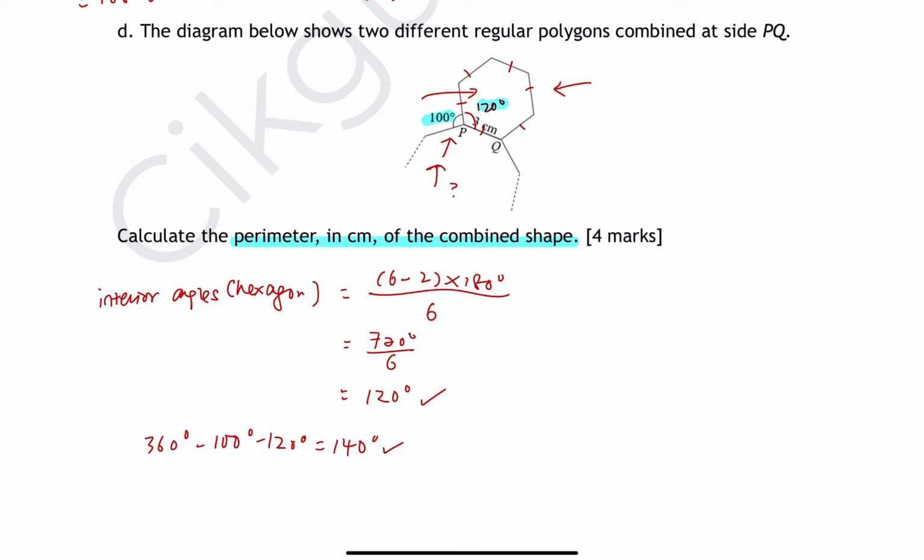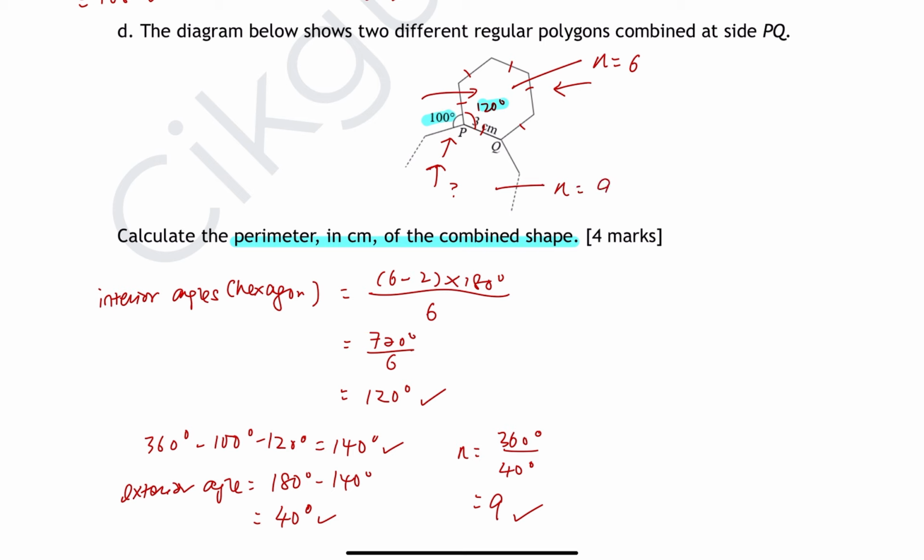Okay, you can use this to continue to calculate, or if you want to make it with easier formula, you can use the exterior formula lah, right? So exterior angle is actually 180 minus 140, where you have 40 degrees. And to get your n, you will use 360 divided by 40, you will get your 9. Okay, so over here your n is 6, over here your n is 9. So basically you just add together, then multiply by 3, you should get the final answer.